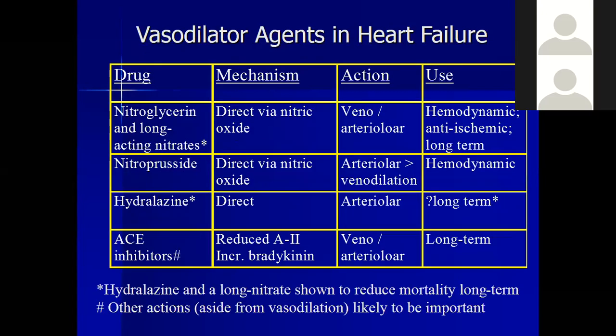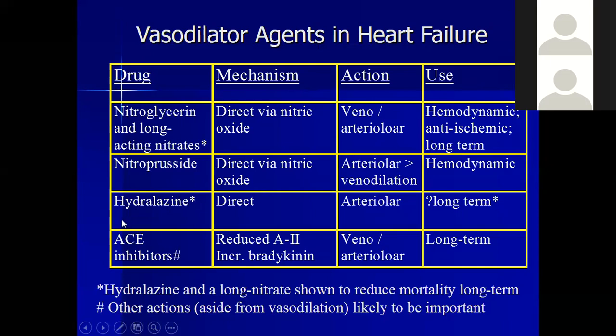For your level, you should know the mechanism of the drugs. Nitroglycerin: we give nitroglycerin and long-acting nitrates. It acts directly via nitric oxide. So it's a veno and arterial dilator. It's an anti-ischemic drug, so it helps vasodilatation of coronary arteries.